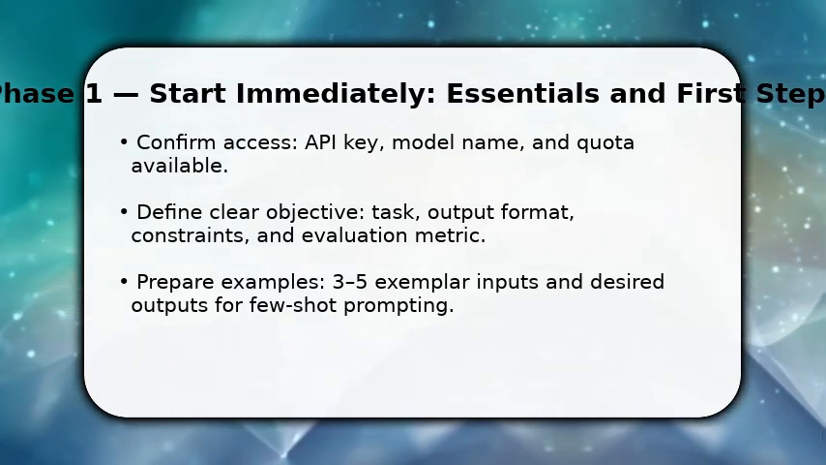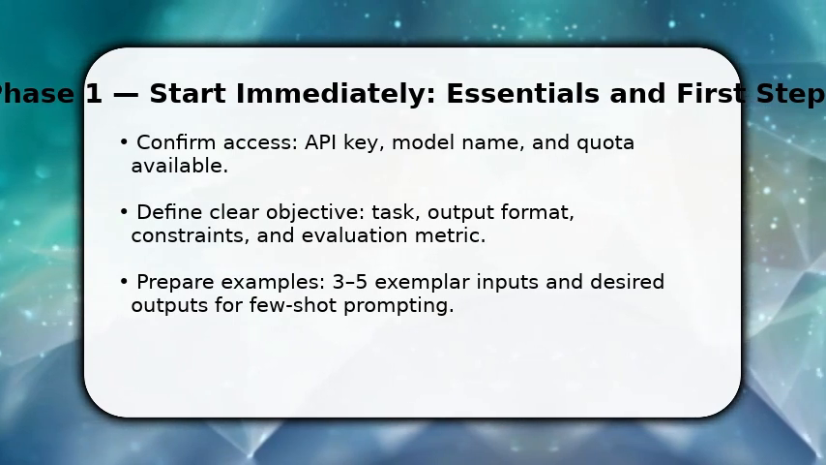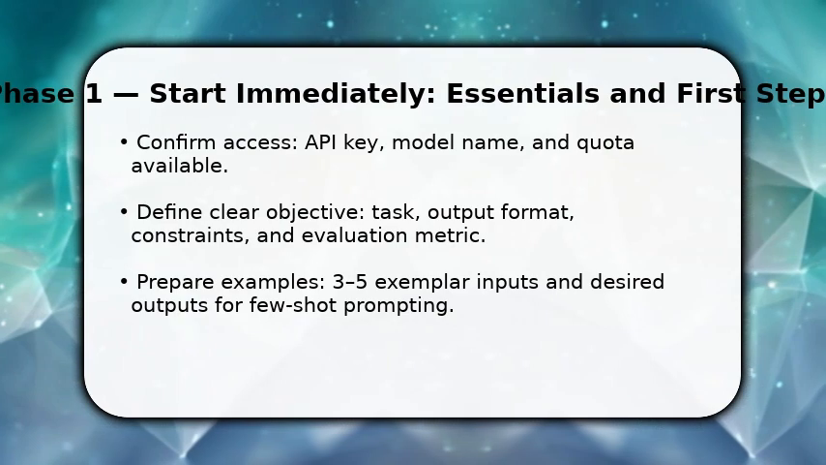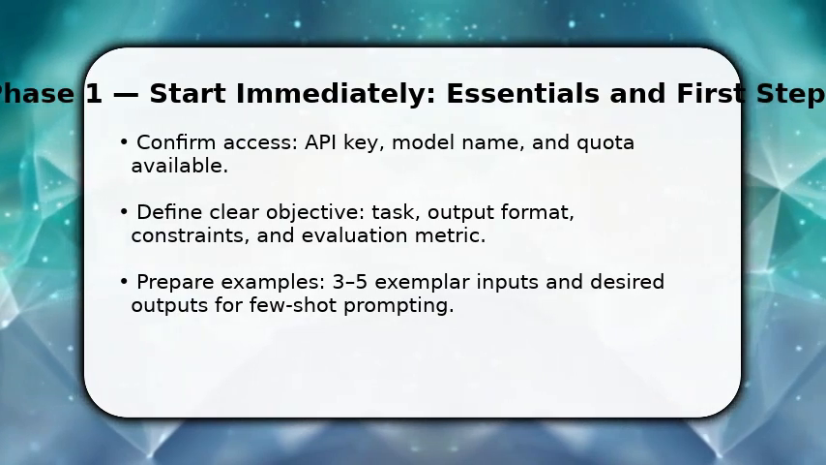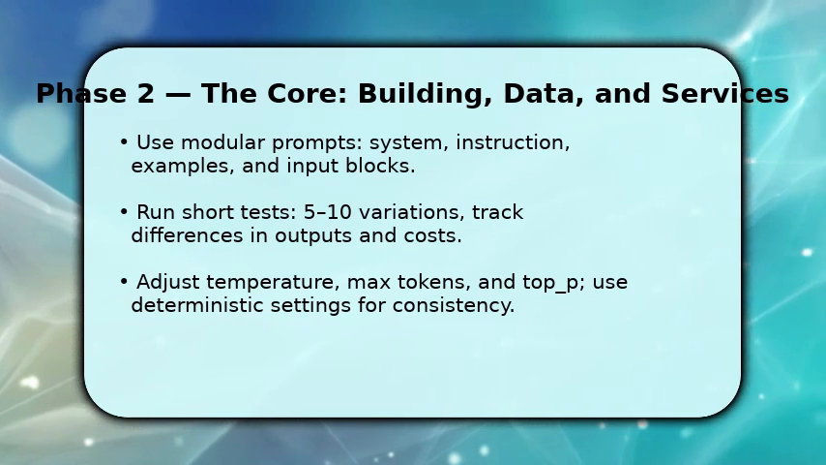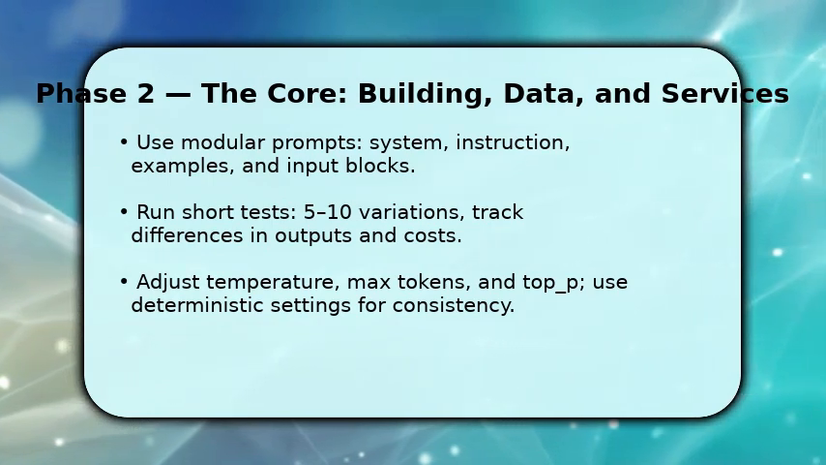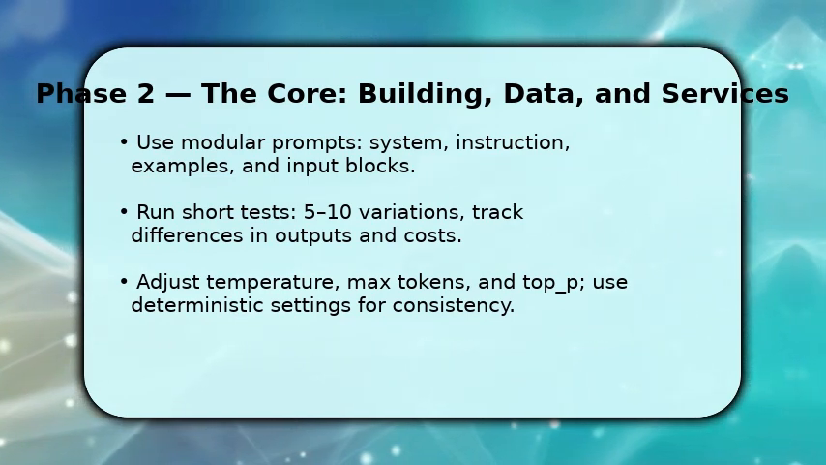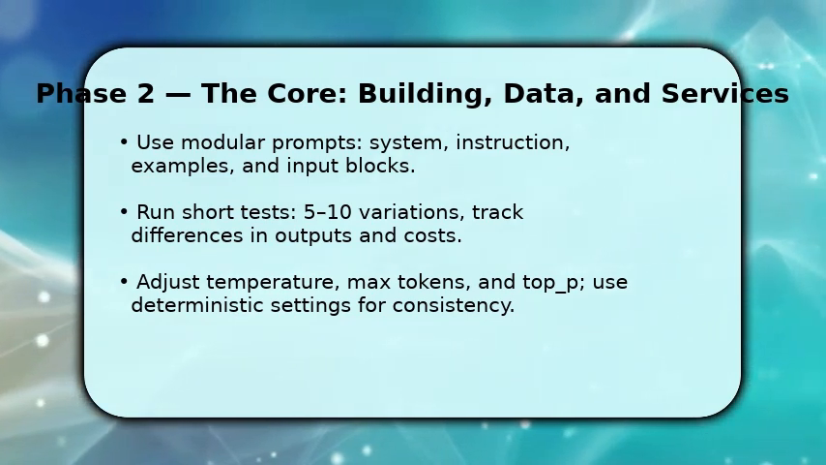Once done, assemble a minimal prompt template with variables for input and context, and make sure to lock any unsafe or private fields before sending requests. You now iterate. Split prompts into system, instruction, examples, and input blocks so changes stay isolated. Run 5 to 10 short test variations and compare outputs side by side.